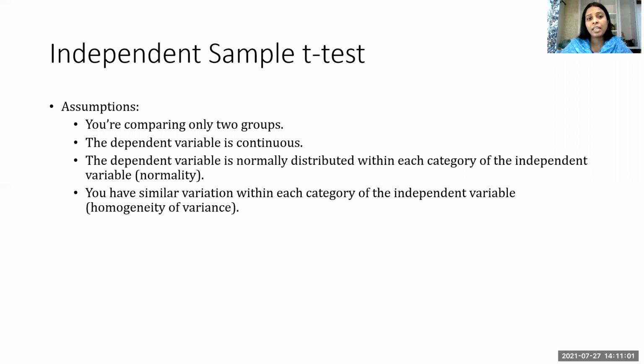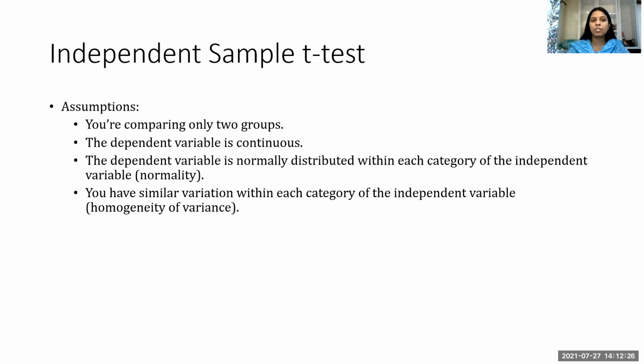The second assumption that you need to keep in mind is that the dependent variable is continuous in nature. So for your dependent variable, you should see that it is either in your ratio scale or your scale. The third assumption is that the dependent variable is normally distributed within each category of the independent variable. So here we have to test the test of normality that we will be seeing later on.